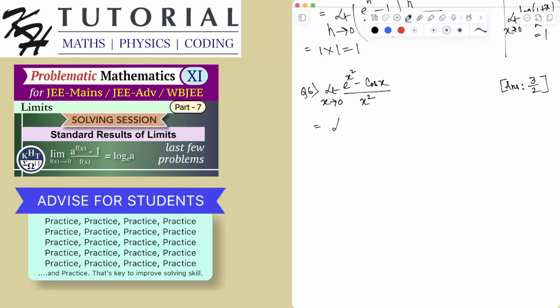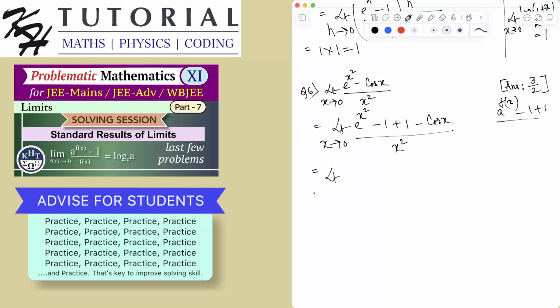For e to the power x square, if I create a minus 1 and then adjust the 1, I have cos x divided by x square. Sometimes this is also one strategy. If you have a term like a to the power fx in the numerator, and you do not have this minus 1, then you create a minus 1 and then you adjust. This is also one strategy that sometimes may work. I think it will work in this problem.